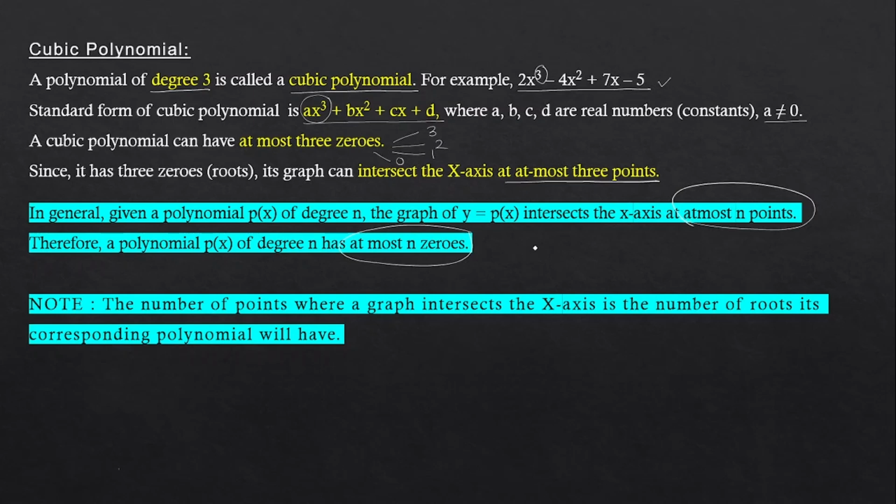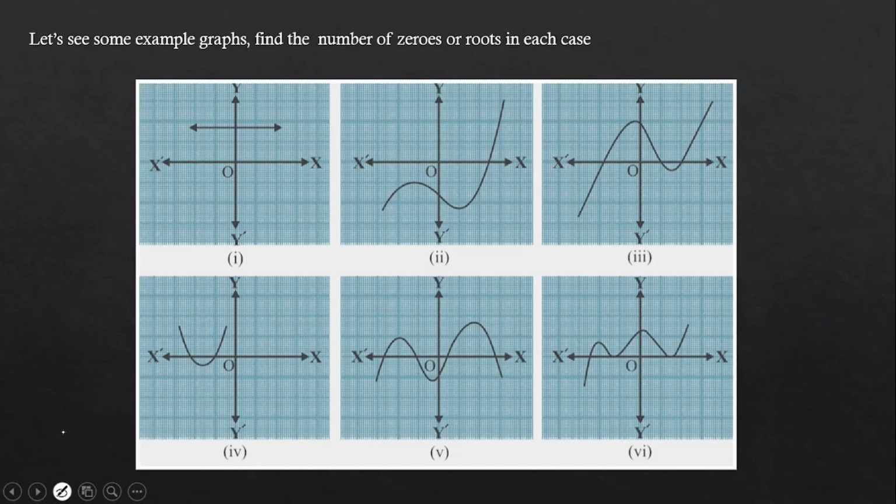What do I mean by that? Consider an example of a polynomial. Now this is a polynomial and we can see the degree of this polynomial is 5. So if asked how many zeros this polynomial can have, it can have at most 5 zeros, and for the same polynomial, if I plot a graph, the graph will intersect the x-axis at most 5 points. So we note the number of points where a graph intersects the x-axis is the number of roots its corresponding polynomial will have. Now let us see some graphs and understand different number of zeros which are possible in these graphs.